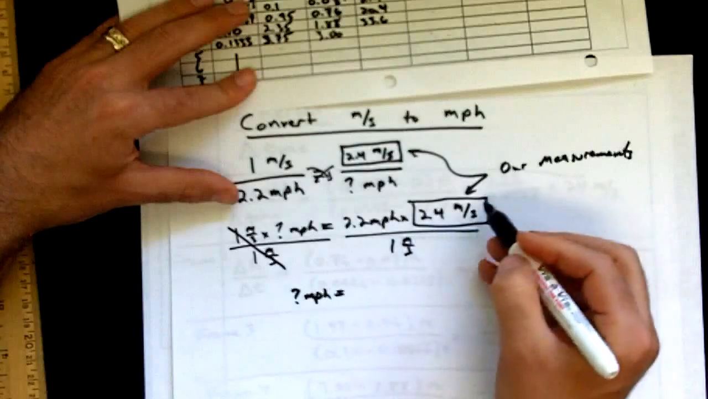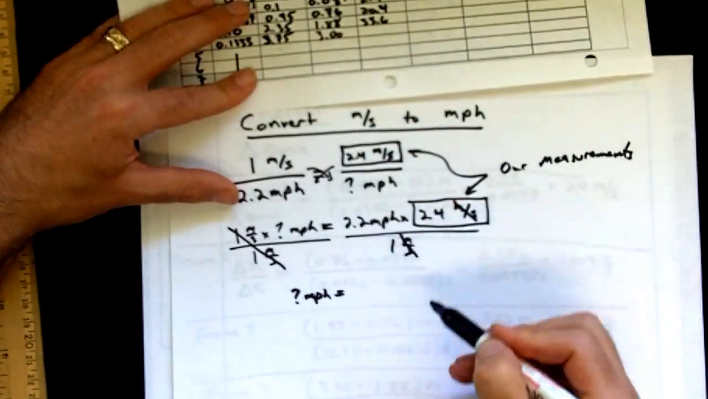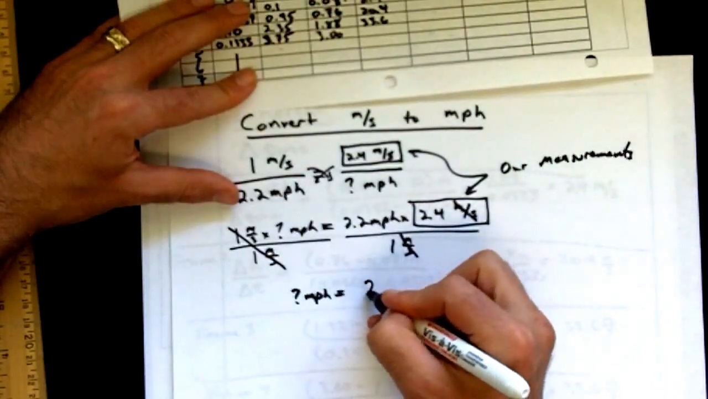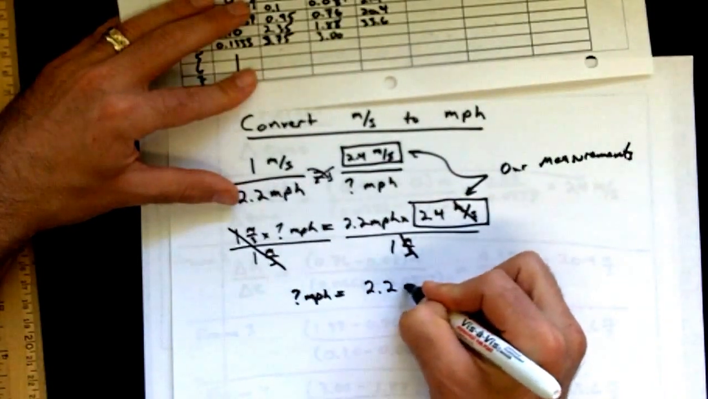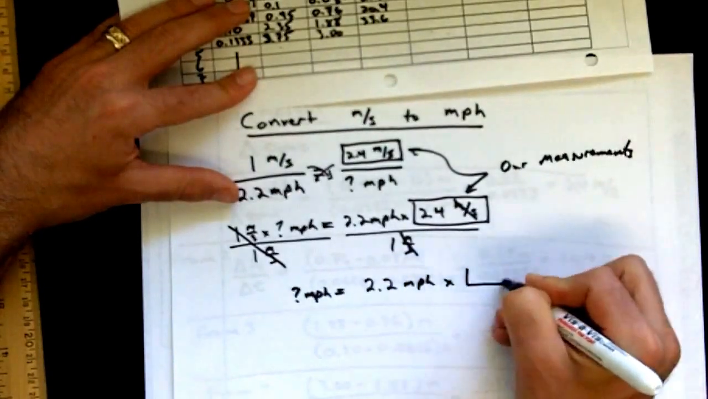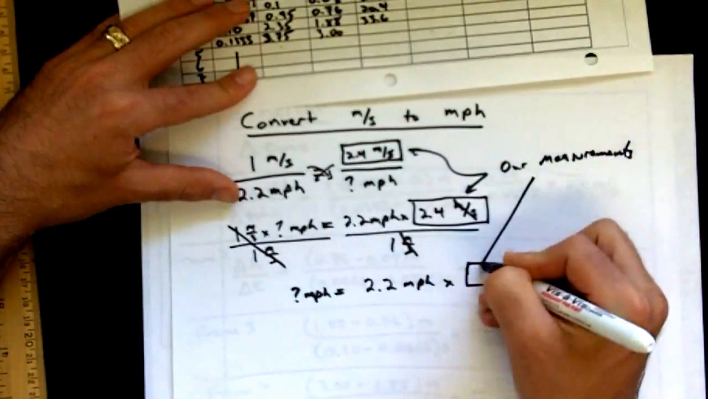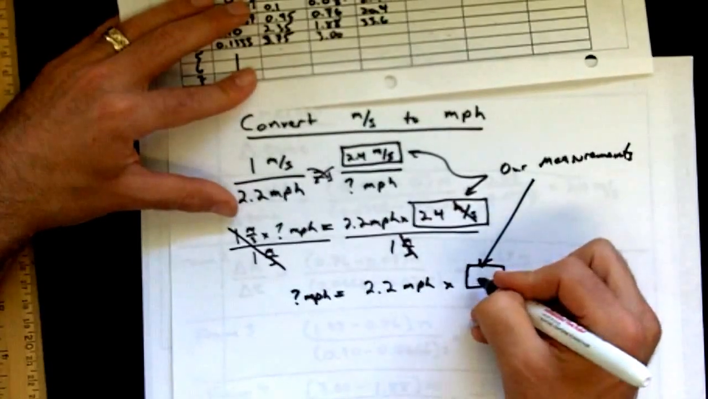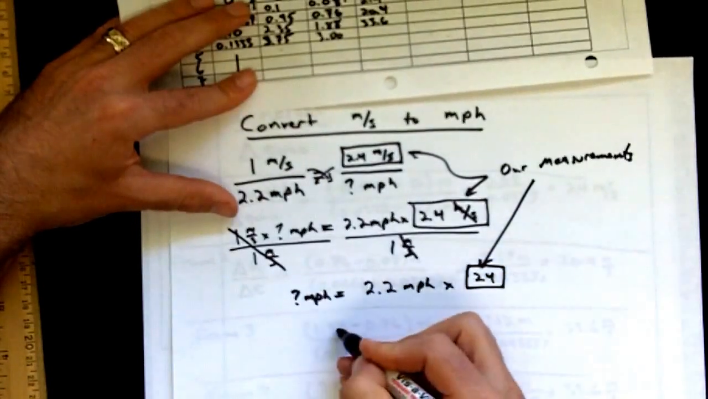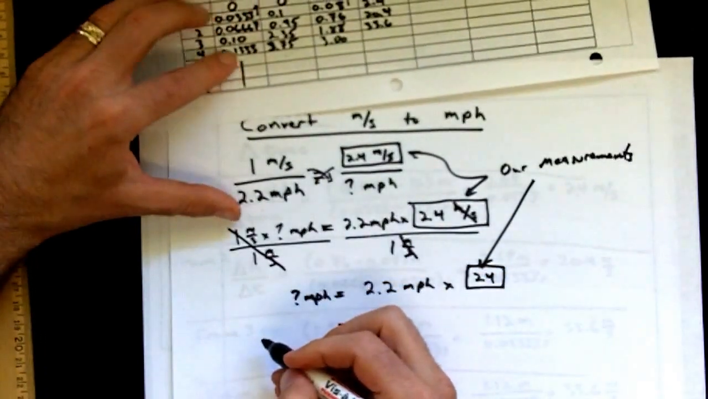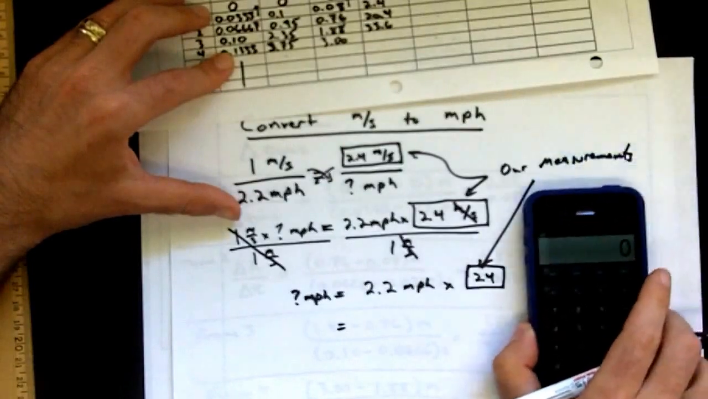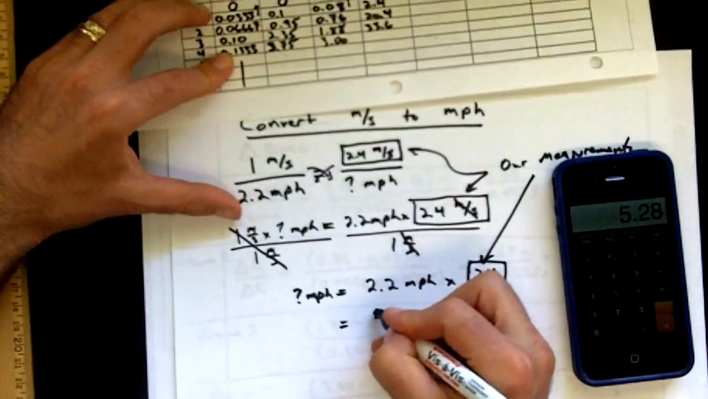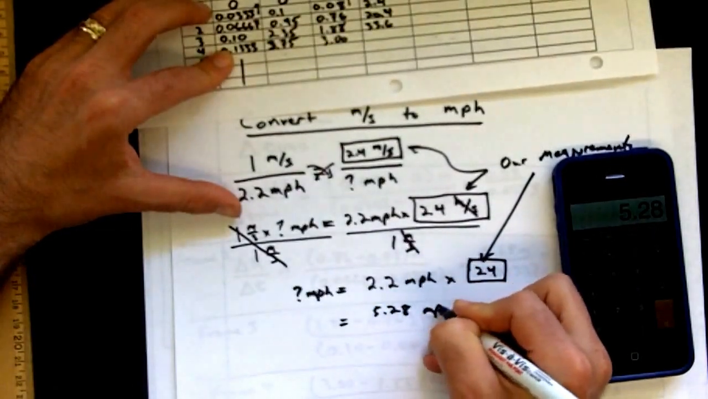If we have our meters per second, we do actually have something cancel out here. The meters per second do, and 1, you can divide by 1, and just remember you get to ignore that. That's the great thing about dividing by 1. 2.2 miles per hour times a number in the box from our measurements, and divide by 1, ignore. So here's this simple thing. So here in our very first frame, we have 2.2 times 2.4 equals 5.28 miles per hour.